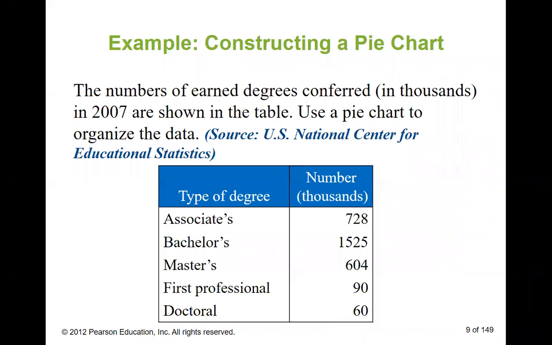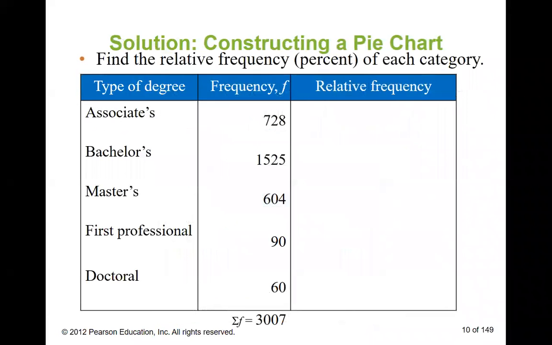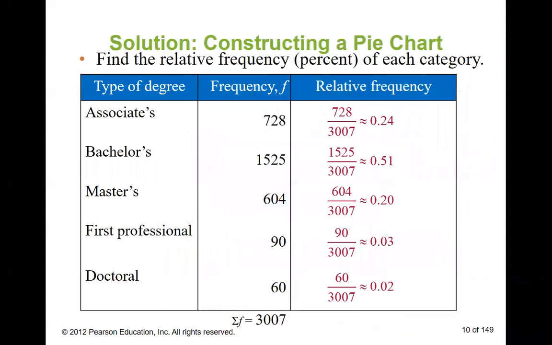Okay, so you guys have been calculating these. After we added up, we got 3007 in the frequency column. We calculated the first relative frequency. We went 3 places to the right because we got 0.242. They've got 0.24. Are these the values that you're getting for these other categories? 0.51 for bachelor's, 0.20 for master's, 0.03 for first professional, 0.02 for doctoral. If you went 3 places, obviously we've got another digit out there. What should that column add up to be?